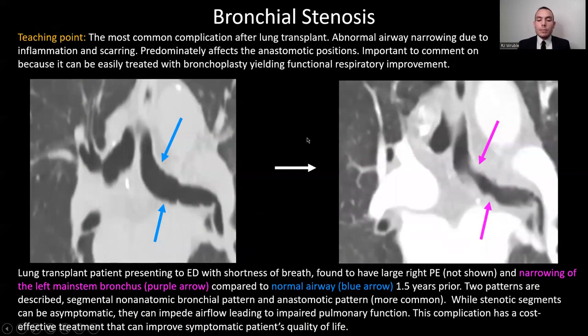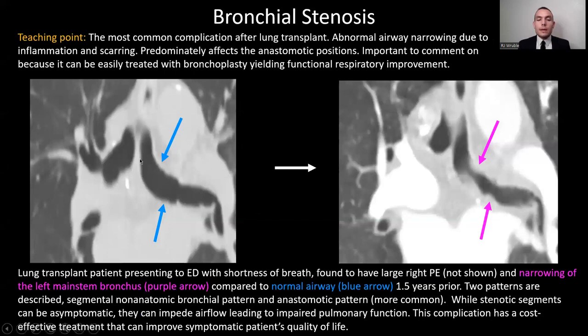The second complication is bronchial stenosis, which is actually the most common complication after lung transplant, and this most often affects the anastomotic site due to inflammation and scarring. It tends to develop within the first year after transplant, but it can occur later and presents with lower airway obstruction symptoms such as wheezing, cough, and post-obstruction infections.